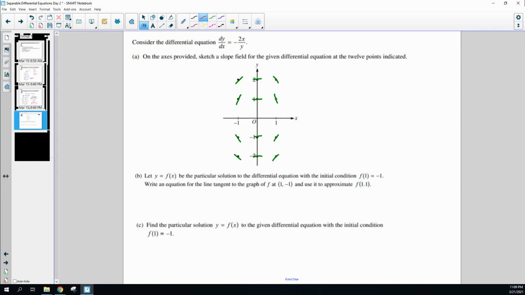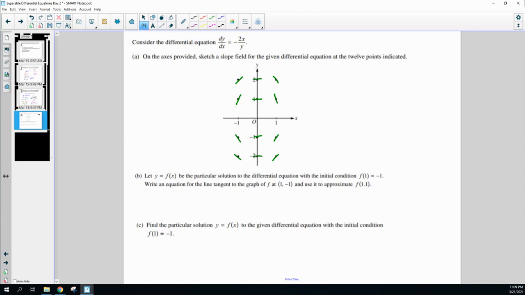Part B, let y equals f of x be the particular solution to the differential equation with the initial condition f of 1 equals -1. Write an equation for the line tangent to the graph of f at (1, -1), and use it to approximate f of 1.1. So we did questions like this a while ago. Basically, all we're trying to do is find an equation for a line.